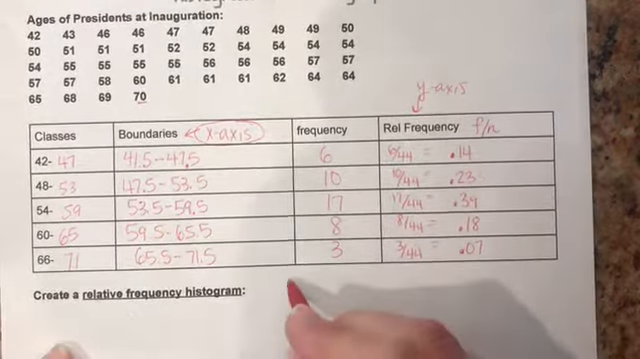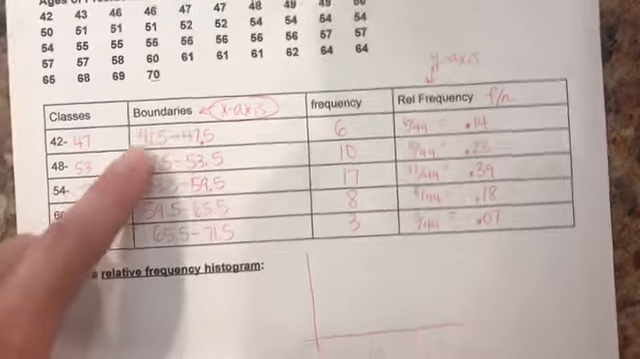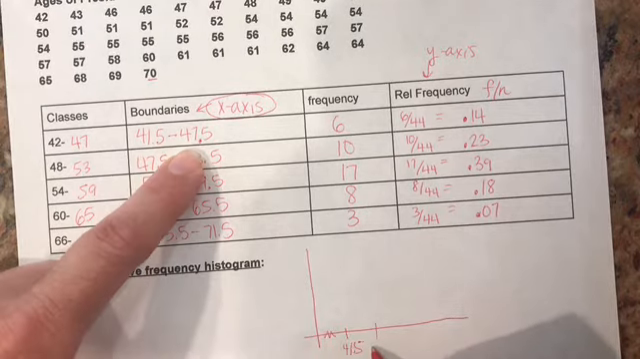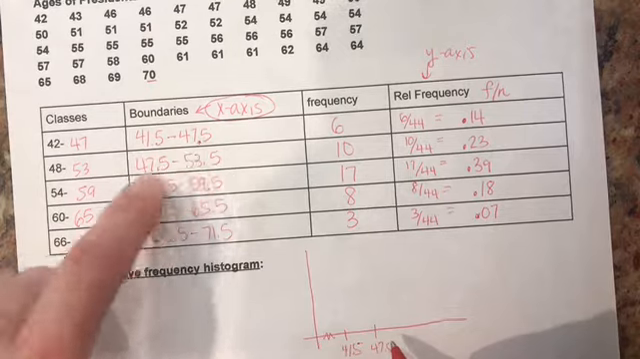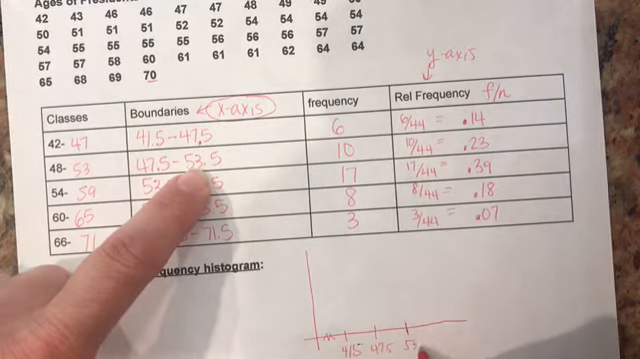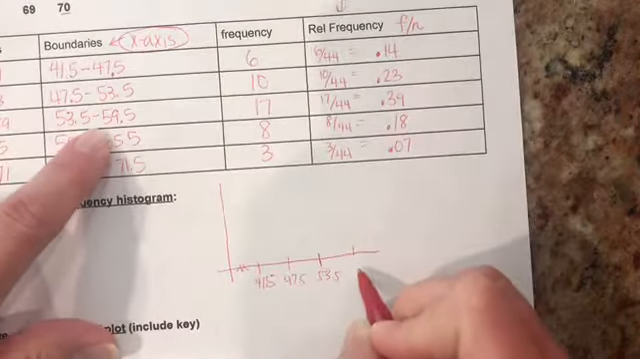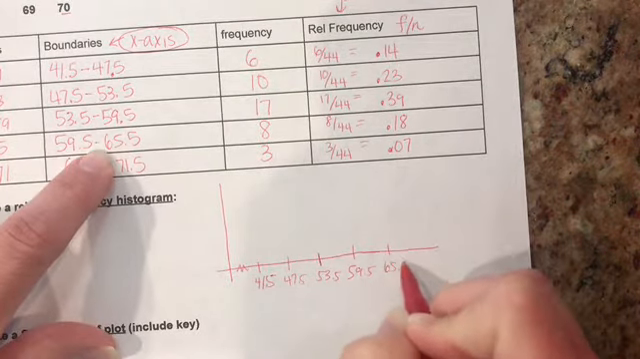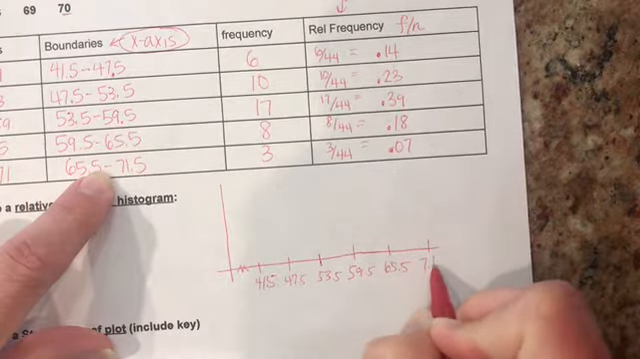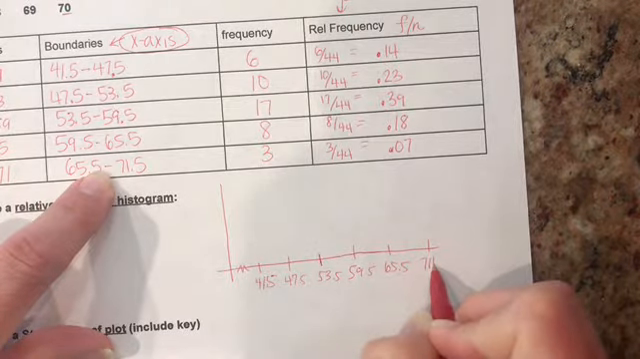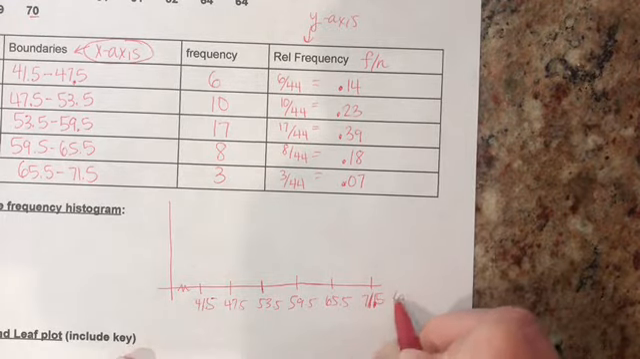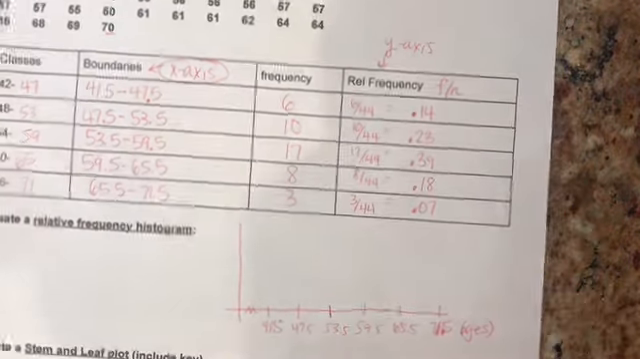Okay, so when we make our x-axis, we're going to list these numbers, but remember you don't have to repeat. So we're going to write 41.5, 47.5. Now see how that repeats, so we're just going to jump to 53.5, 59.5, 65.5, and finally 71.5. And these, you guys can read that. These are ages, right? That's how old they were at inauguration.